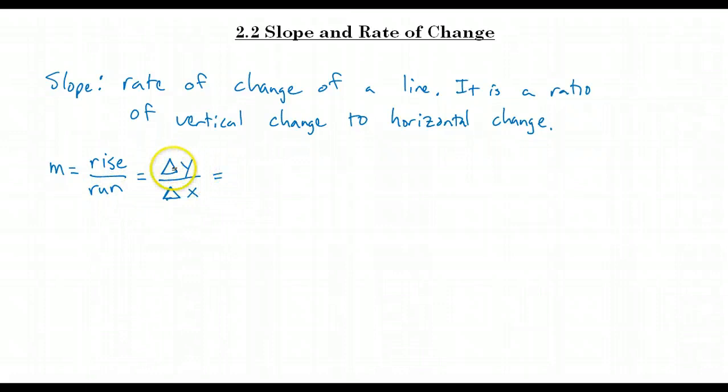Now mathematically, if we want to find change, we need to find the difference. How much a value has changed, we're going to subtract those values. So the slope is the change in y over the change in x: y2 minus y1 over x2 minus x1.